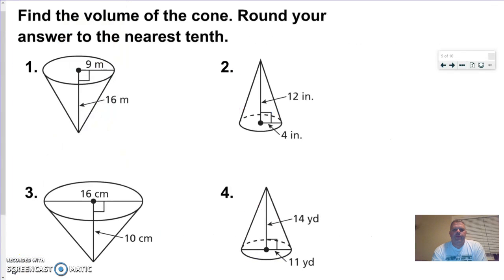In our last 4 problems of the day, I want you to find the volume of the cone. Again, the first 2 have the radius for you. The first one, the radius is 9. The second one, the radius is 4. In the second 2, number 3 and number 4, the diameter is 16. So remember, the radius is half of that. And in number 4, the diameter is 11. Therefore, the radius is half of that. Please pause the video, allow students to come up with answers. Please discuss those answers, and when you are done, please restart the video for the answers.